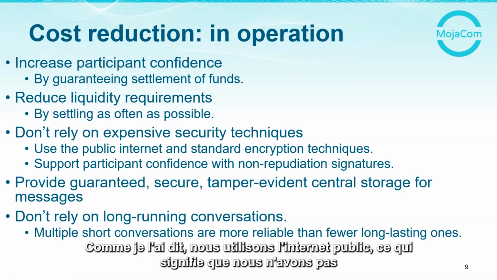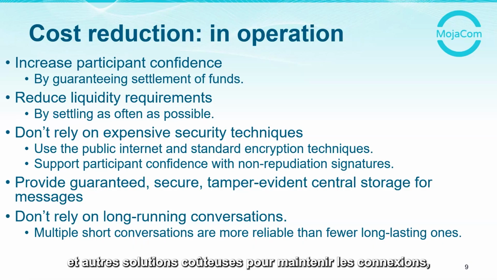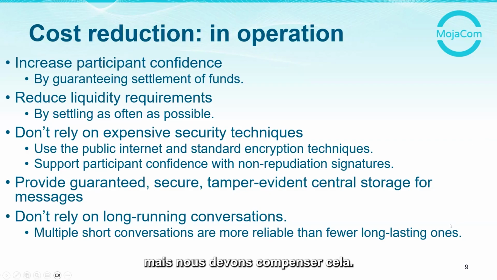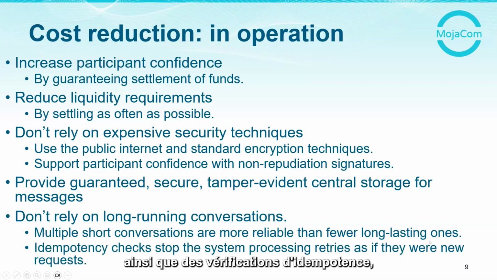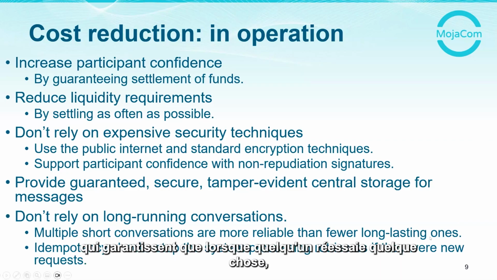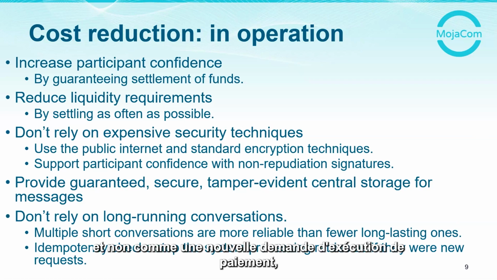As I've said, we use the public internet, which means that we don't have to insist that small institutions have things like virtual private networks and other expensive things to keep connections going. But we need to compensate for that, and we do that by having multiple short conversations, and also by having idempotency checks, which make sure that when someone retries something, it is recognized as a retry and isn't recognized as a new payment execution request, for instance.